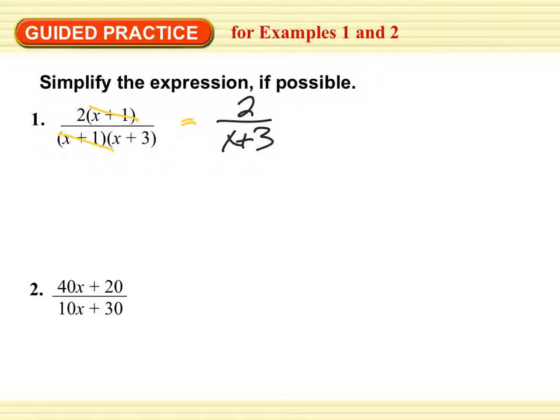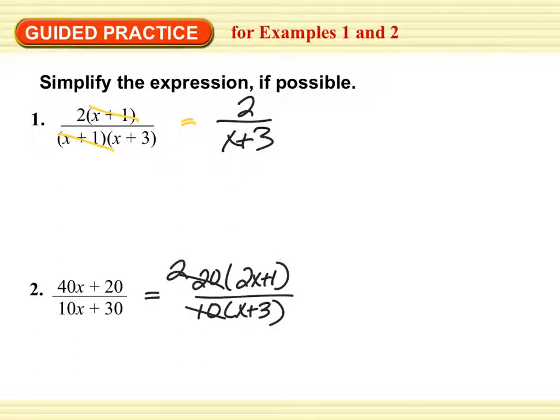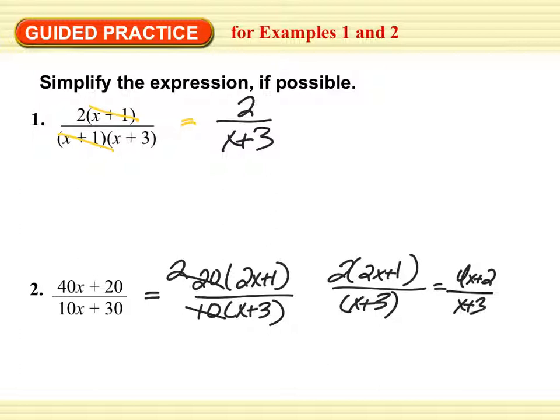Okay, I didn't have to factor anything in number 1. Number 2, I need to factor out a common number in the numerator, which would be 2, 2x plus 1, and 10, x plus 3. Okay, I can cancel these, and I get 2x plus 1 and x plus 3. Okay, I can leave it like that, or I could say 4x plus 2 over x plus 3. Both are equal.